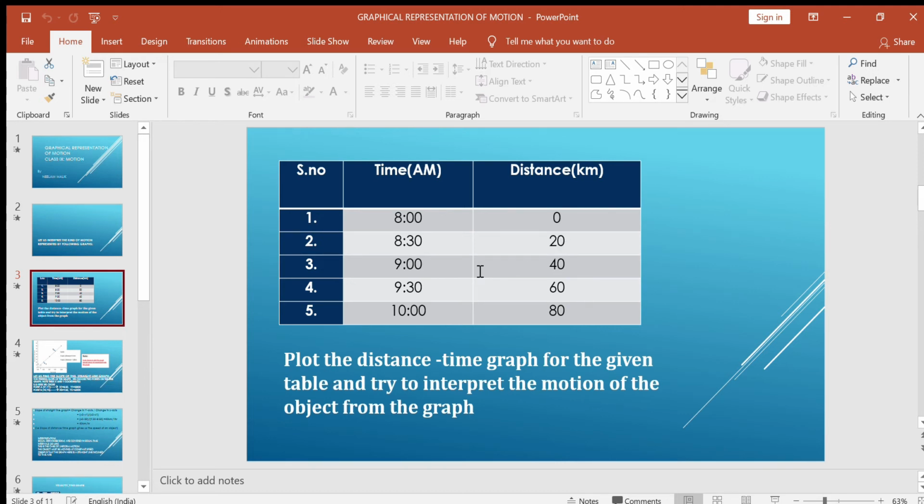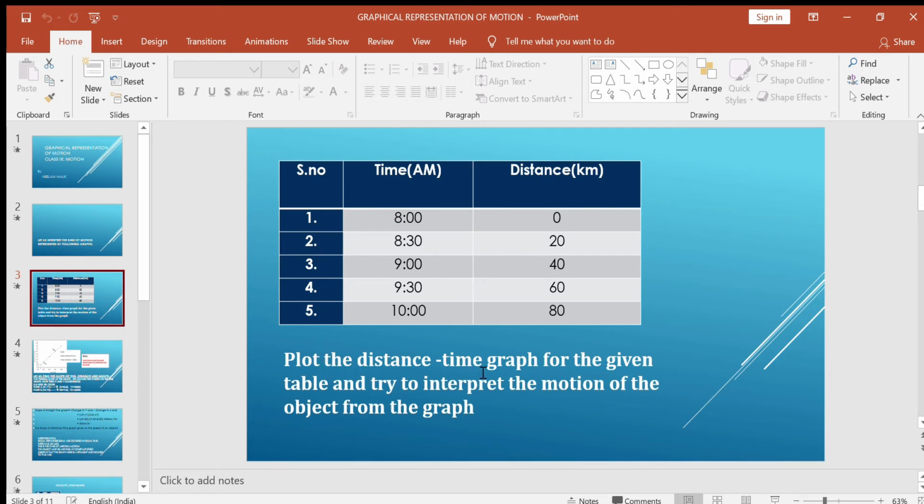Another half an hour, 40 kilometers. 9:30 it is 60 and 10 o'clock it is 80. So 0, 20, 40, 60, 80 at 8, 8:30, 9, 9:30, 10. Equal time, equal distance.